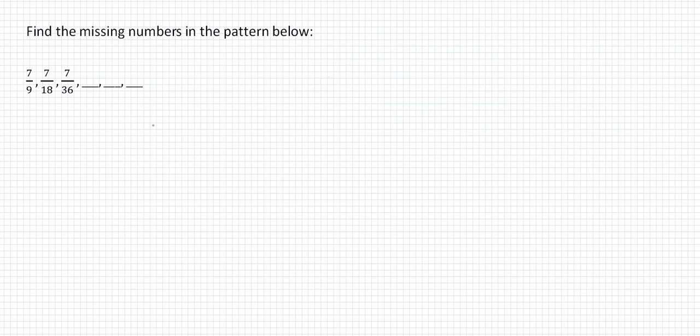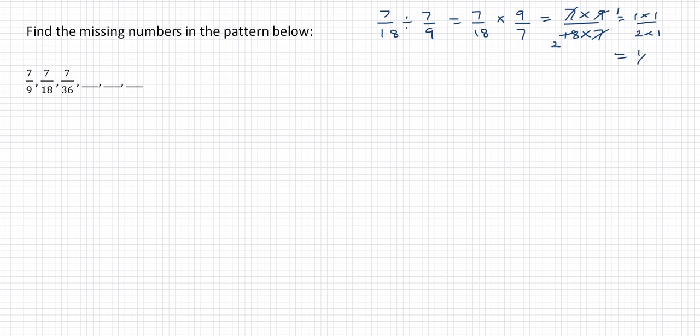Next example, we have 7/9, 7/18, 7/36. So what we're going to do is divide 7/18 by 7/9, which is going to give us 7/18 multiplied by 9/7, which is going to give us 7 multiplied by 9 over 18 multiplied by 7. So 7 is going to cross out. 9 divided by 9, 1. 18 divided by 9, 2. So we have 1 multiplied by 1 over 2 multiplied by 1, which is 1/2.